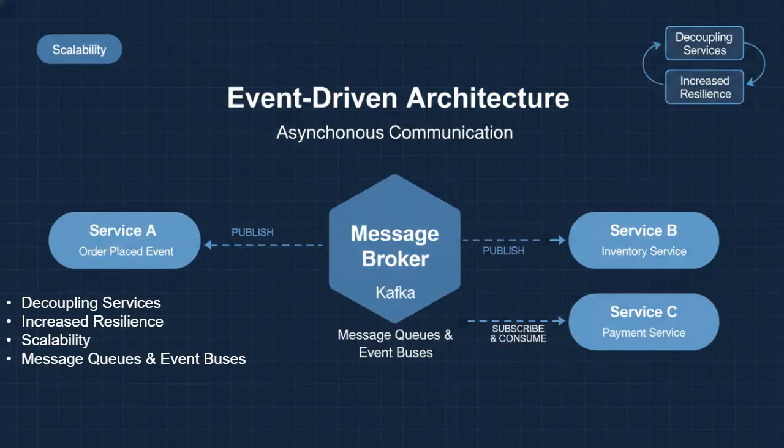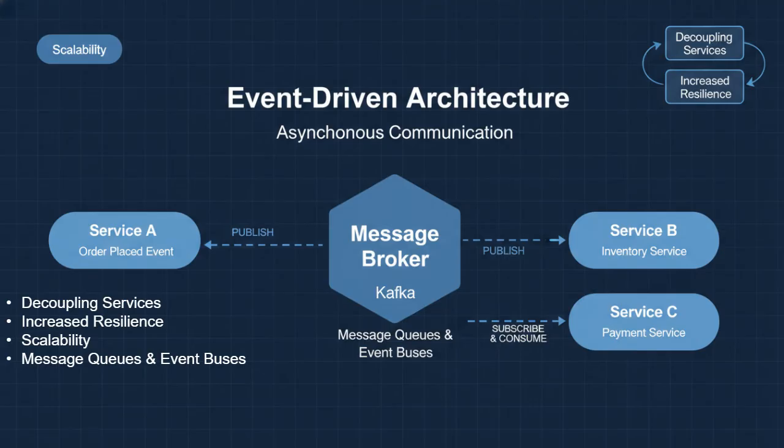Our third best practice emphasizes embracing asynchronous communication between microservices. While synchronous RESTful API calls are straightforward, they introduce tight coupling and reduce overall system resilience. When Service A directly calls Service B, Service A must wait for Service B to respond, and if Service B is unavailable, Service A fails.